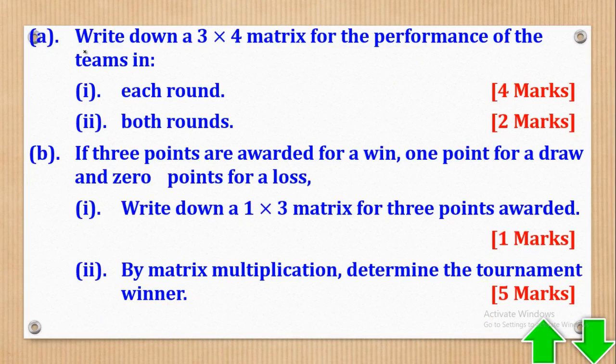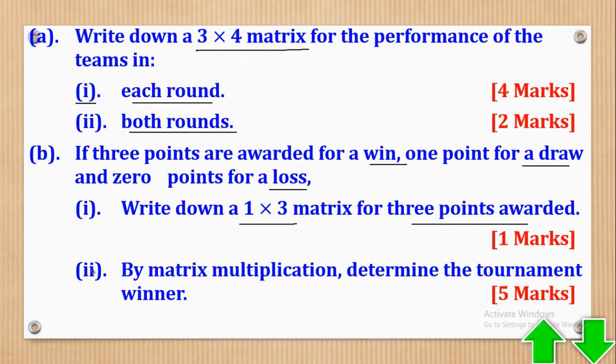Part A says, write down a 3x4 matrix for the performance of the teams in Roman 1 each round and Roman 2 both rounds. Then part B, if 3 points are awarded for a win, 1 point for a draw, and 0 points for a loss, write a 1x3 matrix for the points awarded. Then part C, by matrix multiplication, determine the tournament winner. So we shall start with part A, Roman 1.